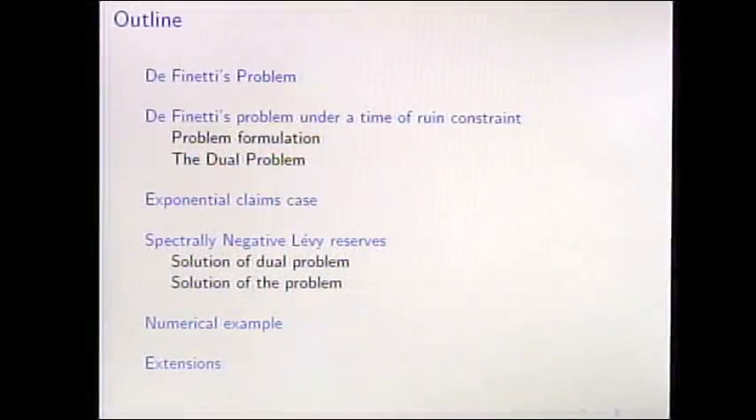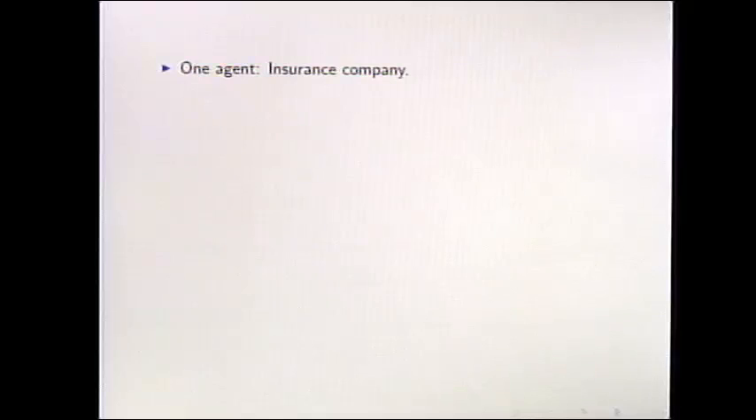So first, I'm going to define what is de Finetti's problem, which is a very old problem from the actuarial sciences. Then I'm going to tell you what is the problem that I'm trying to solve, which has a constraint on the time of ruin. I'm going to talk about the dual problem, a few words about the exponential claim case, which has already been published, and an extension that we already have for spectrally negative Lévy processes, numerical examples, and some extensions and future work.